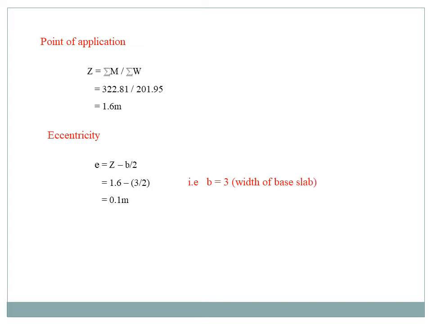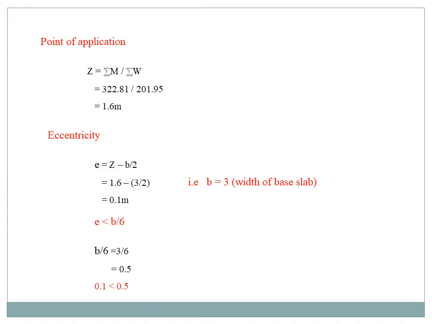Carefully listen, for this step only you take B is equal to 3 meter. For all remaining steps you can take B is equal to 1 meter. For the eccentricity finding step only, B is equal to 3 meter, because this 3 meter is the width of the base slab. So Z is equal to 1.6, B is equal to 3 divided by 2, E is equal to 0.1 meter. So we have one condition, that E is less than B by 6. So now we can find out the B by 6.